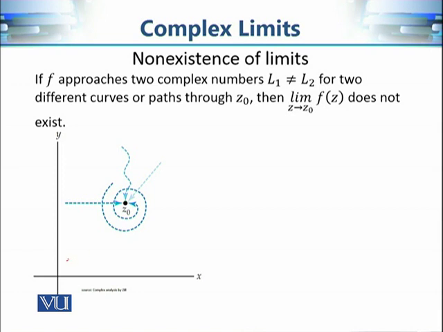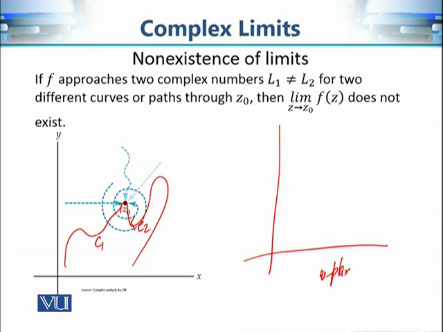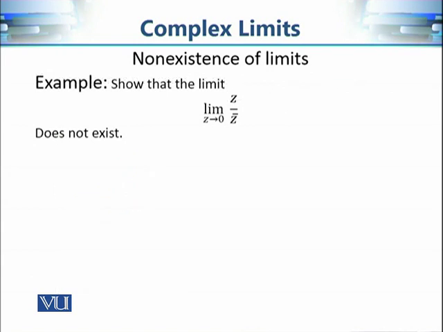So if we choose two paths, let's say this is path C1 and this is path C2, and in the w plane the functional value approaches, let's say, L1 when we approach z naught along C1, and along C2 we reach L2, and if L1 and L2 are not equal, then we say that the limit of the function does not exist.